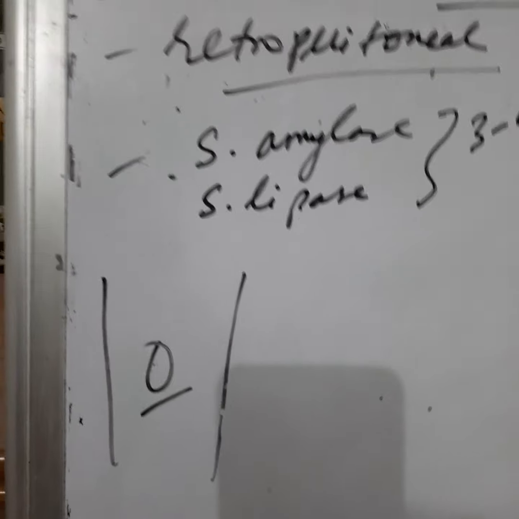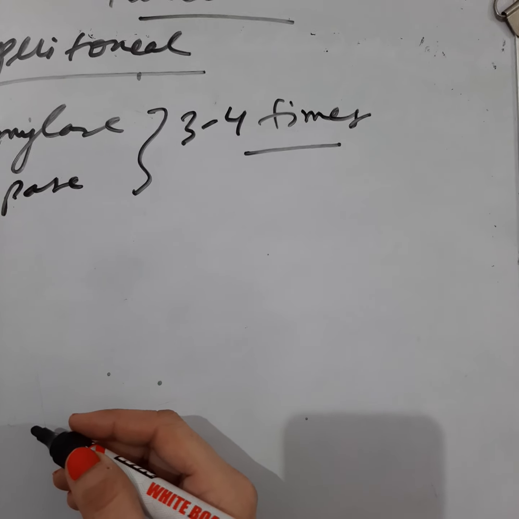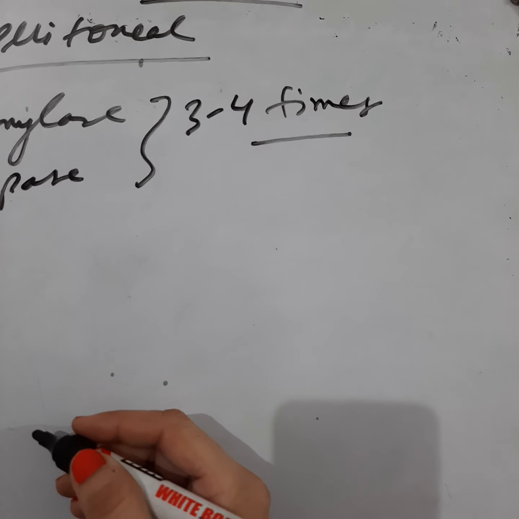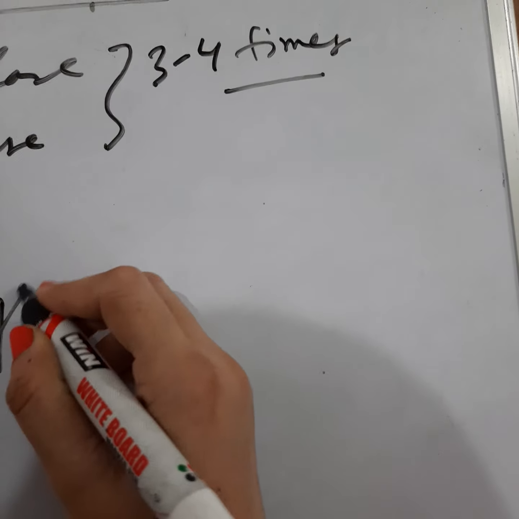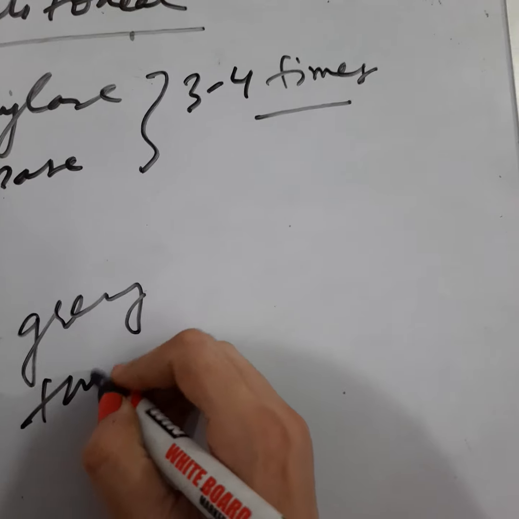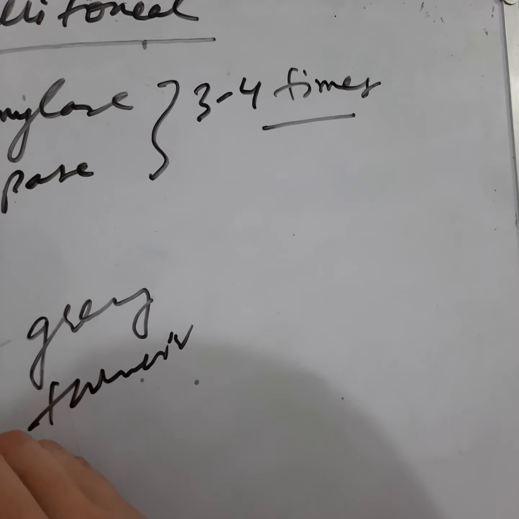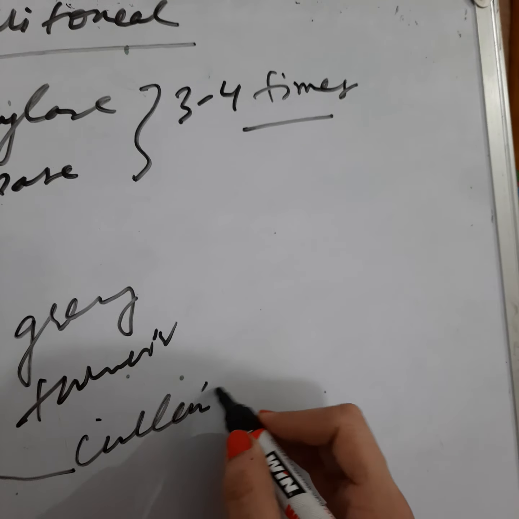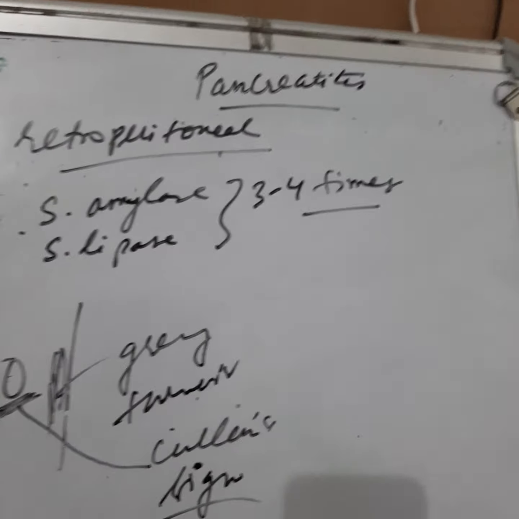The changes in the flank areas, ecchymosis, a discoloration of the flank areas, is called the Grey Turner sign. Blue discoloration of the periumbilical area is the Cullen sign. You might have seen these kinds of signs in matching questions.